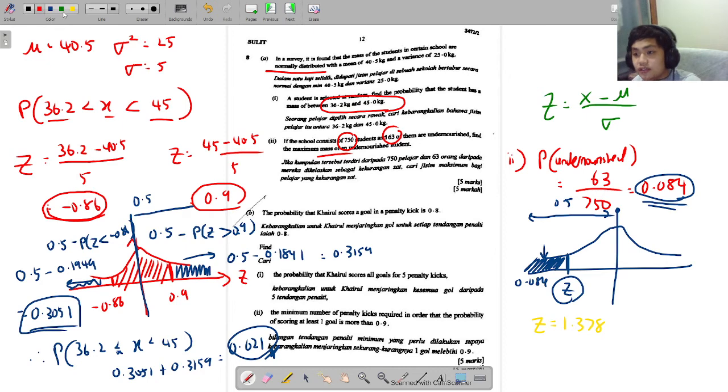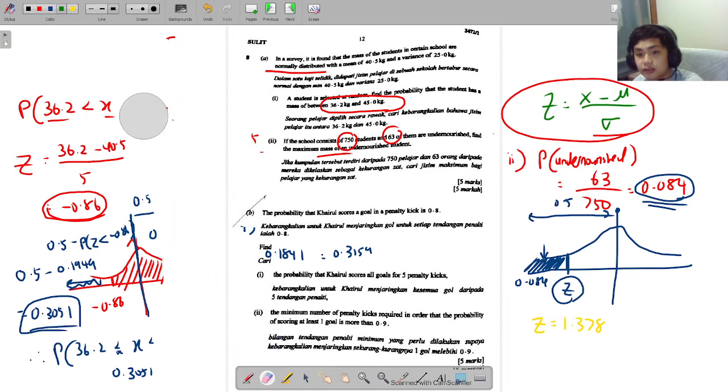Now since I know the z-score already, I can work backwards from this formula. So from here, I'm just going to erase the front part, I don't need this anymore.